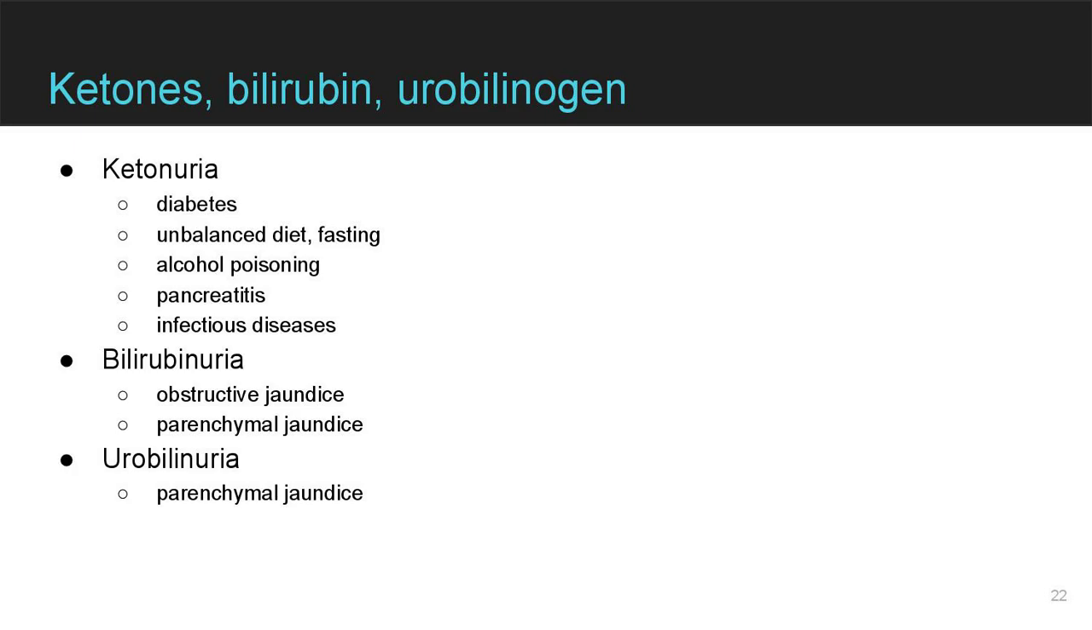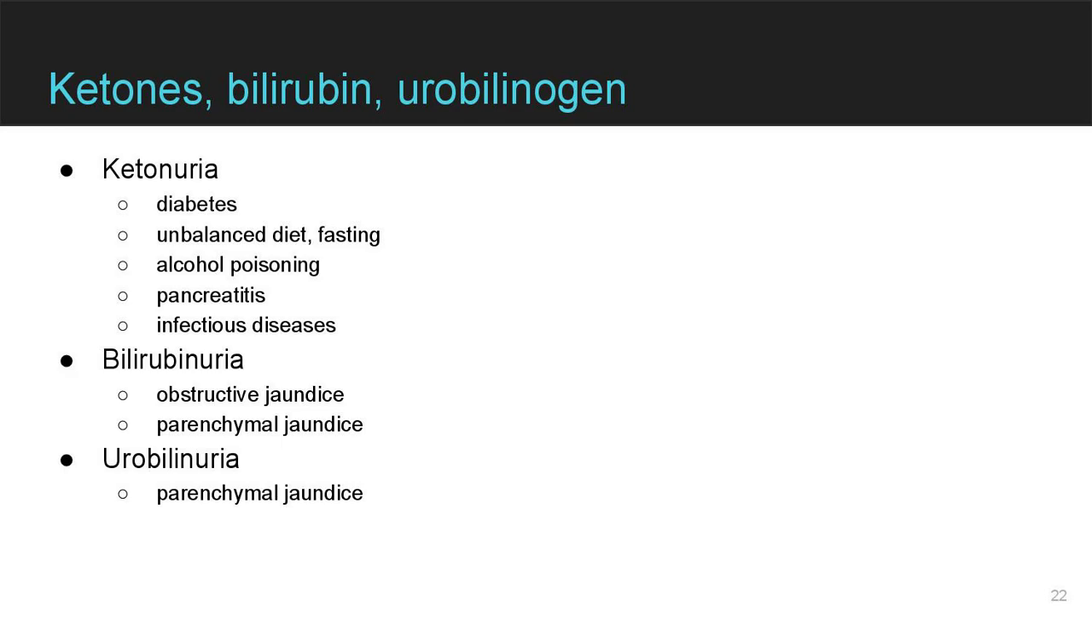The last marker is urobilinogen. Approximately 5% of urobilinogen should be converted into urobilin. And in case of damage of liver, some amount of this component is transported into blood and back to the urine.